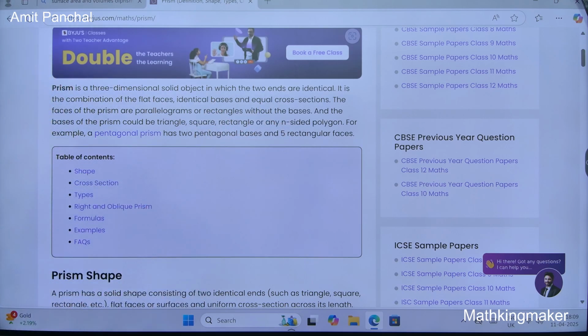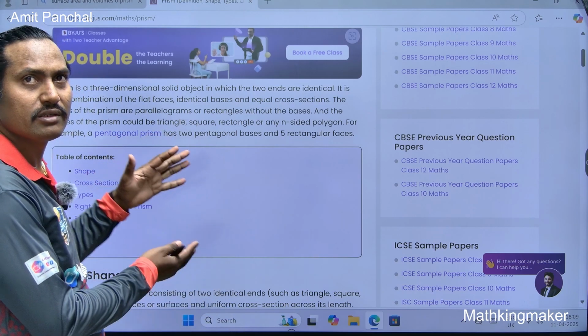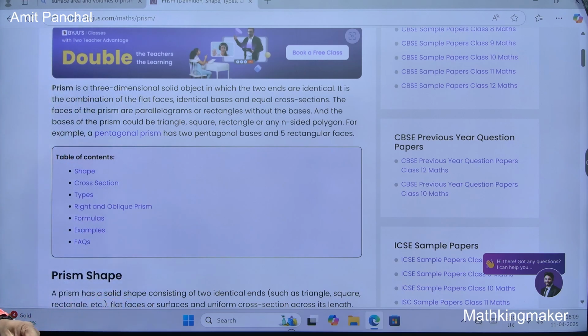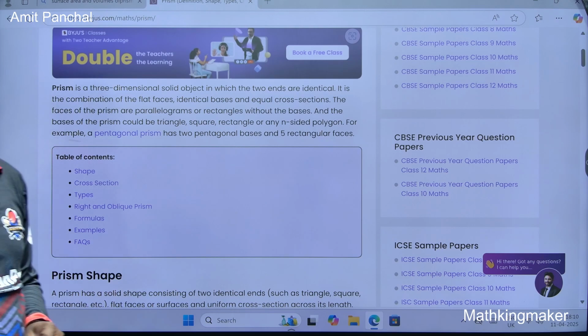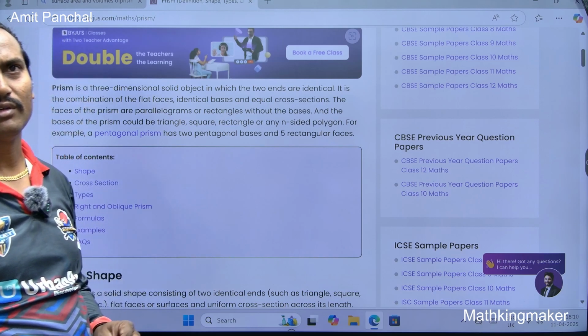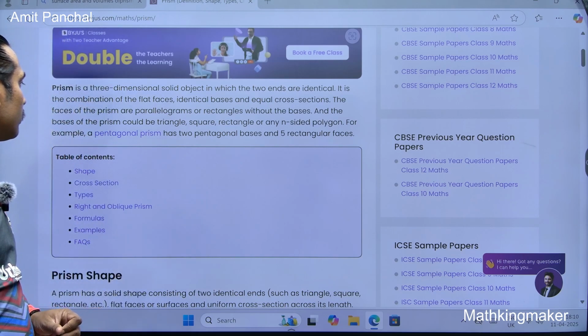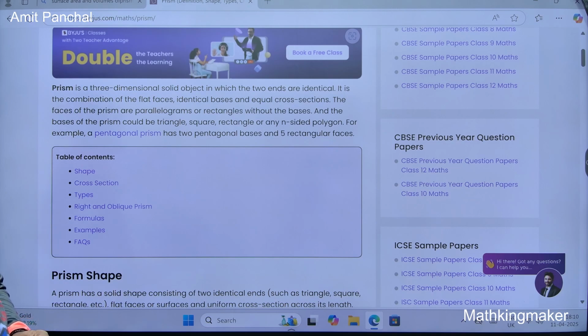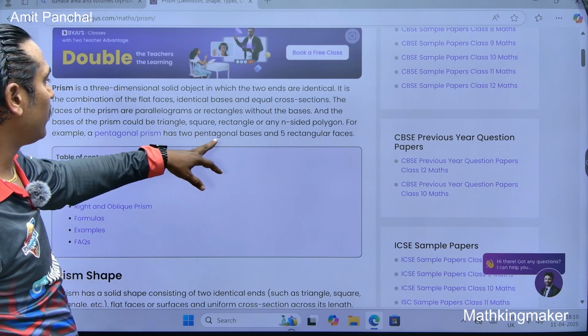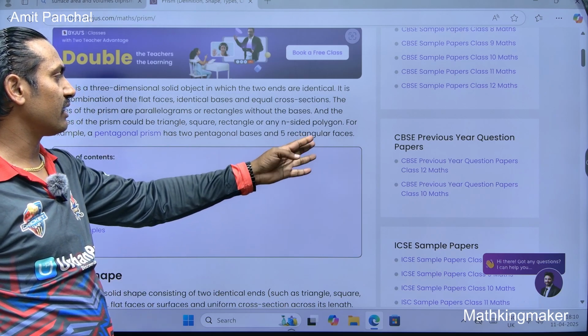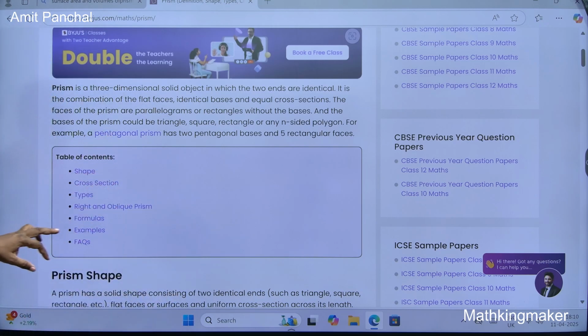So for an n-sided polygon, every side of the base is equal. It may be any n-sided polygon. In your syllabus, is it a triangular prism or something else? Just a prism, sir. So, for example, a pentagonal prism has two pentagonal bases and five rectangular faces. It is just an example.